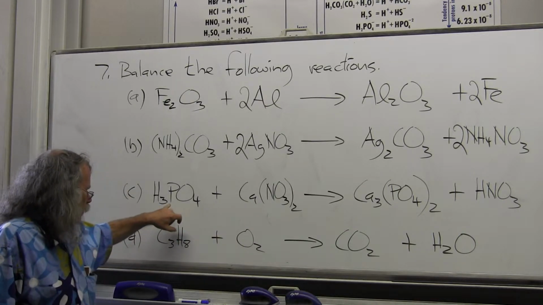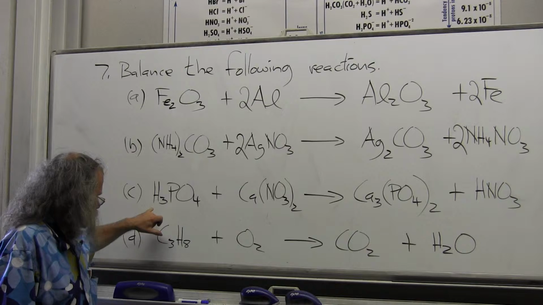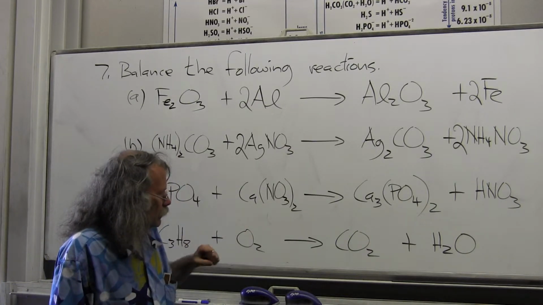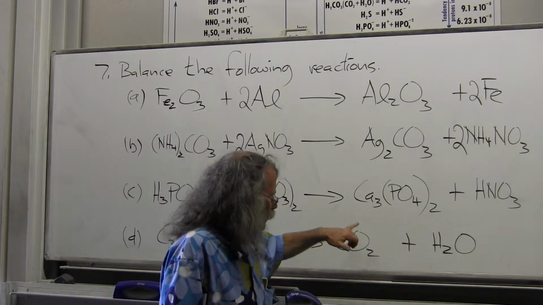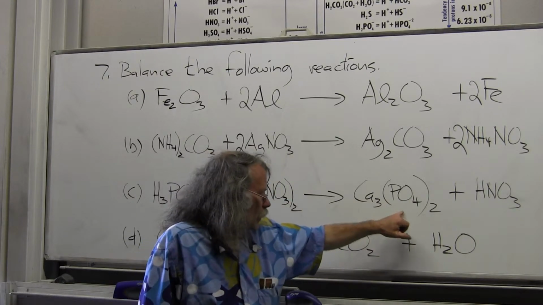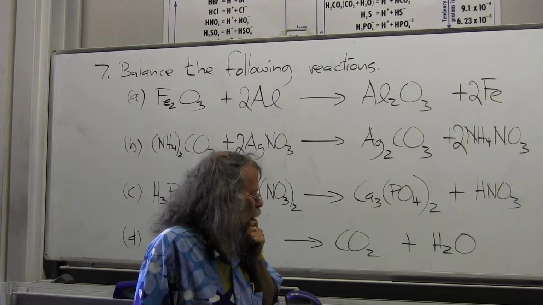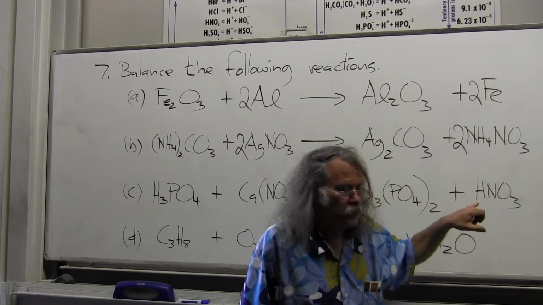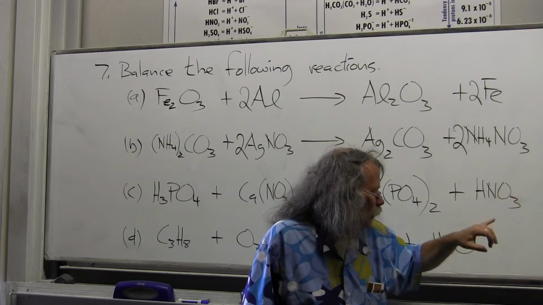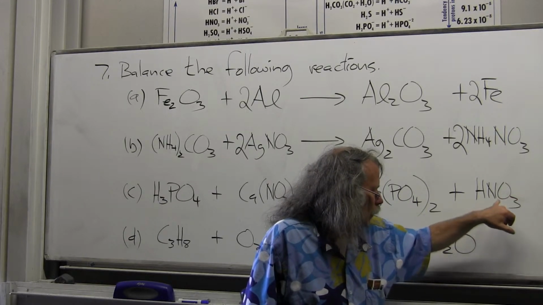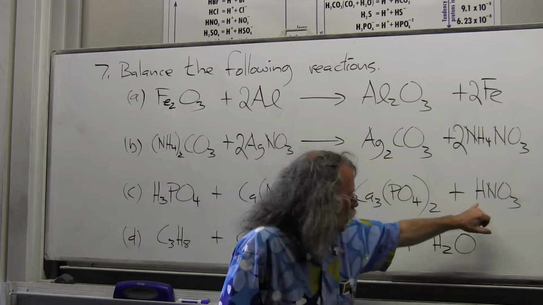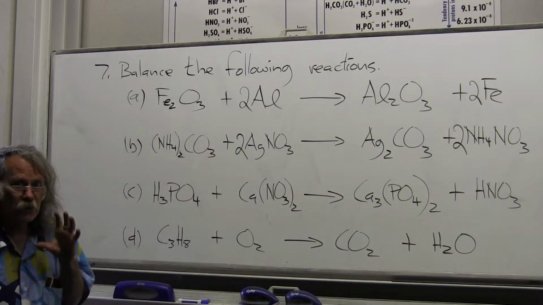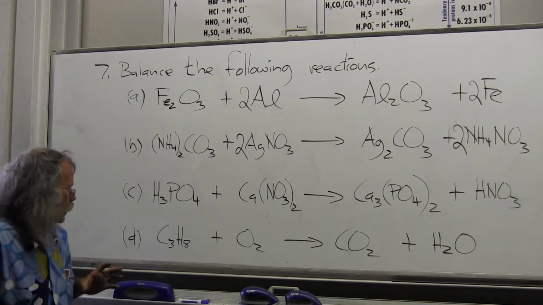So I've got phosphate ion and 3 hydrogen ions, calcium ion and 2 nitrate ions. Here I've got calcium phosphate, which is 3 calcium ions and 2 phosphate ions, and nitric acid, or hydrogen nitrate in this case, because it's not in water. So I've got a nitrate ion on the right and a hydrogen ion on the right. So we can focus on, again, balancing the molecular ions.